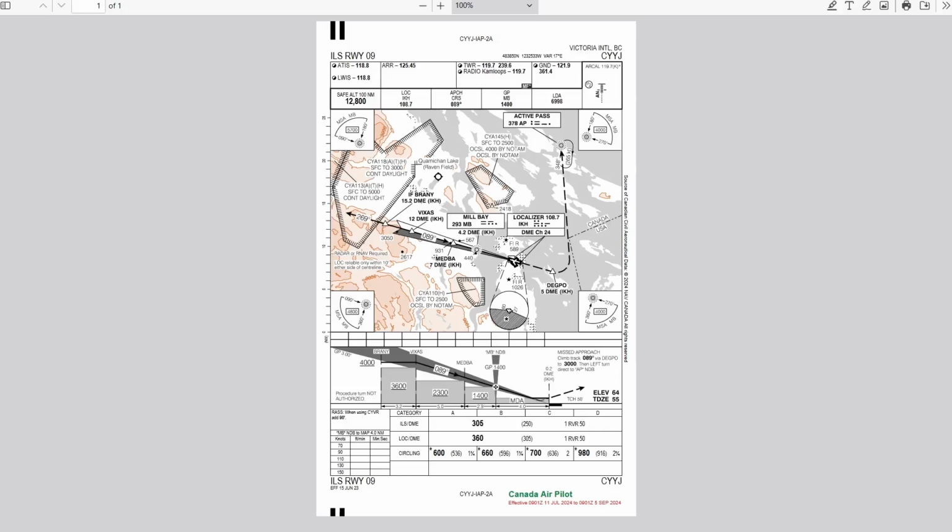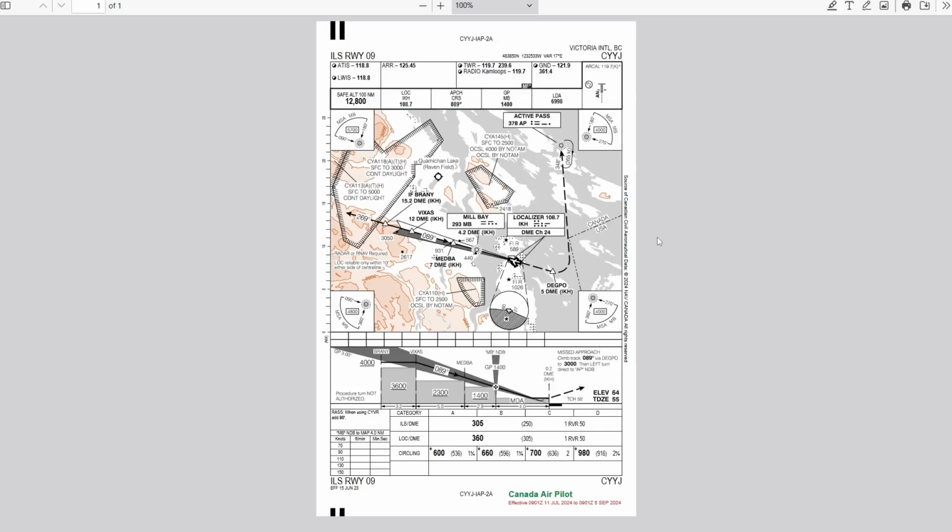All of those non-precision approaches demand that you break out of the clouds at a sufficiently high altitude that you can then visually land the airplane at the runway. Whereas with a precision approach, it's more or less the same, but it allows you to go way closer to the ground before you break out of the clouds.